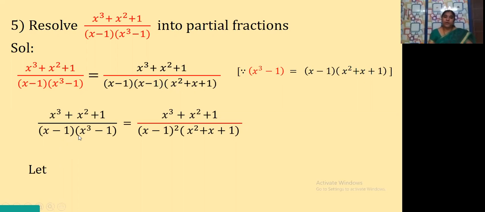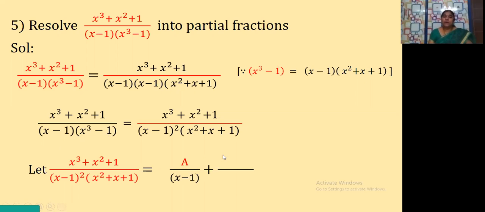Let (x cube plus x square plus 1) by (x minus 1) whole square into (x square plus x plus 1) is equal to, first term is what? Because they are linear factors, a by (x minus 1) plus, second one is what? Repeated factor now, so b by (x minus 1) whole square. And what is the third one? It is an irreducible quadratic factor, so it is (cx plus d) by (x square plus x plus 1).